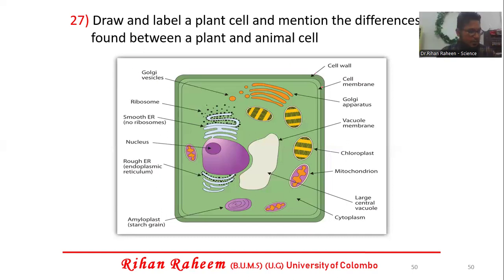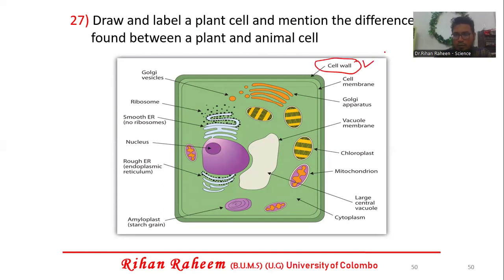Sorry for the disturbance, sir. Draw and label a plant cell and mention the differences found between plant and animal cells. Now this is a diagram from the internet, so there will be even advanced things. You don't worry about that.